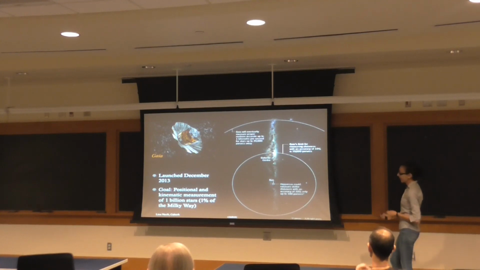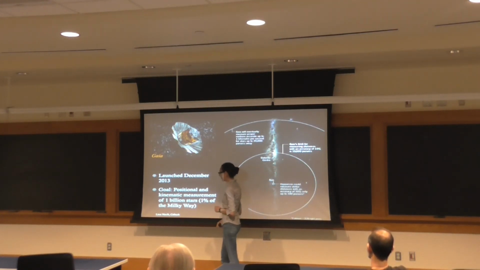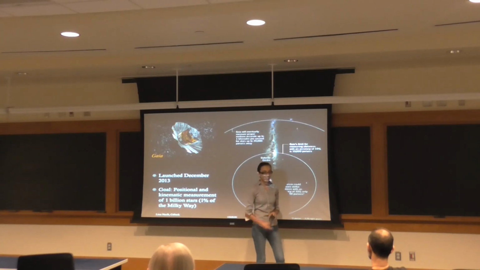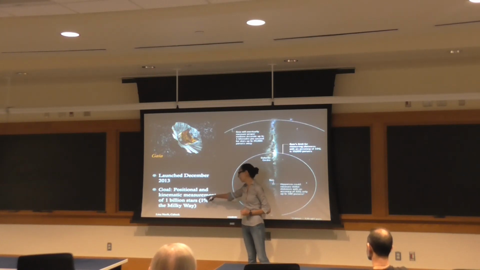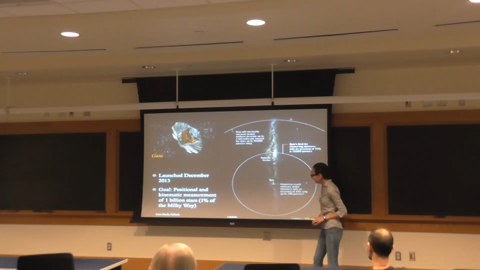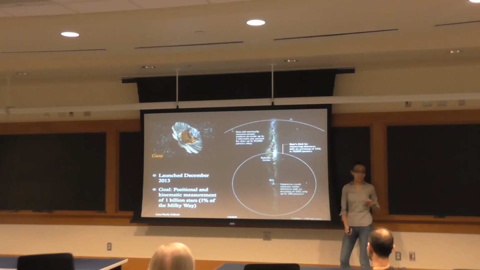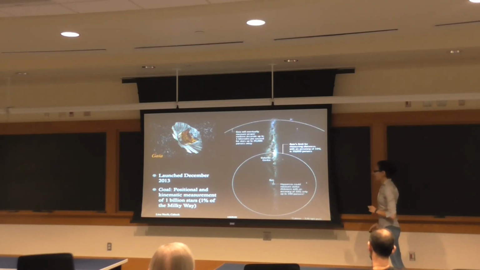One slide: Gaia is awesome. Gaia was launched in December 2013 with the goal of giving us a positional measurement and the proper motions of 1 billion stars. Again, we really did get this in the second data release a year and a half ago now. And the 1 billion stars is 1% of the Milky Way. This is the largest kinematic catalog to date.